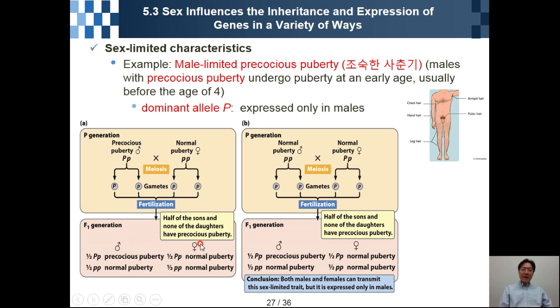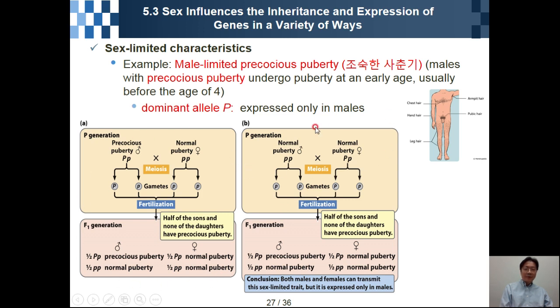How about in the female? Female has exactly the same kind of genotype. 1 out of 2 is large P, small p. 1 out of 2 is small p, small p. But they will show the normal puberty because the dominant allele, large P, is only expressed in the male. After that, okay, this is one example.